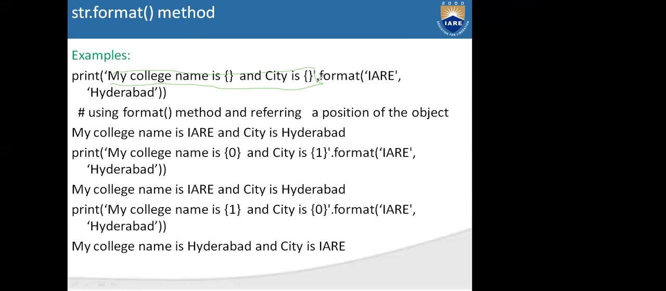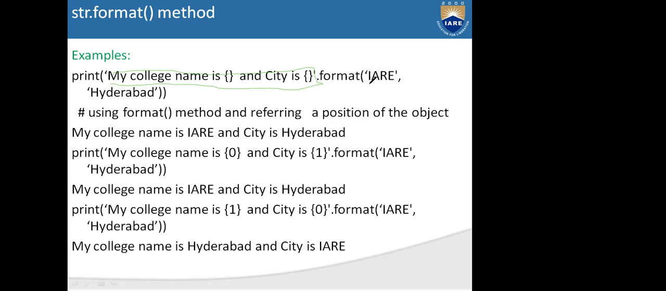So str is the string. In the string, I am putting some open flower brackets, open as well as close, specifying that in the respective positions some data has to be printed. What type of data has to be printed? That will be specified in the format function. So what is this format?